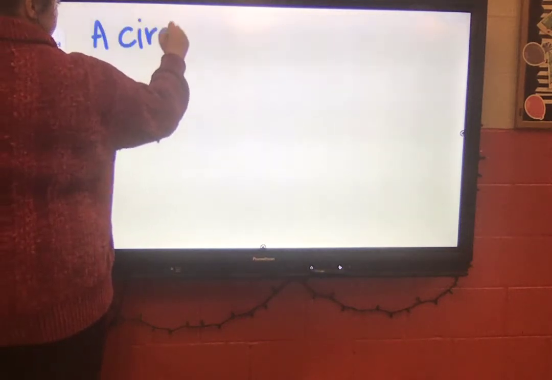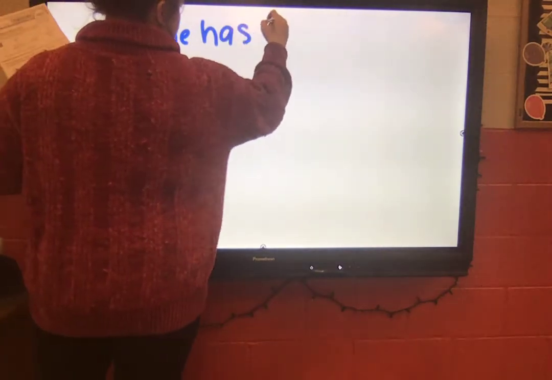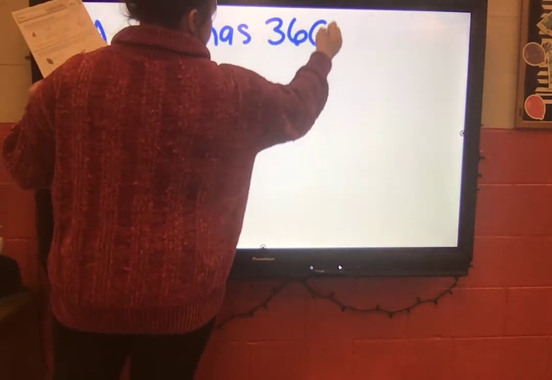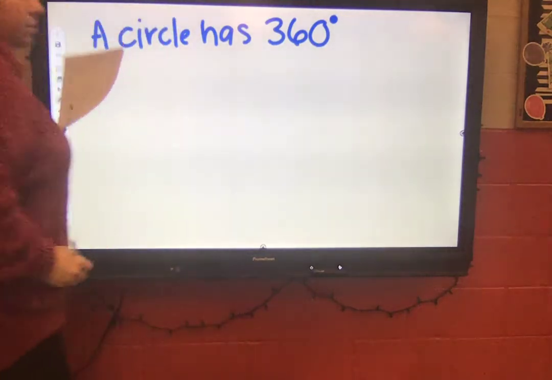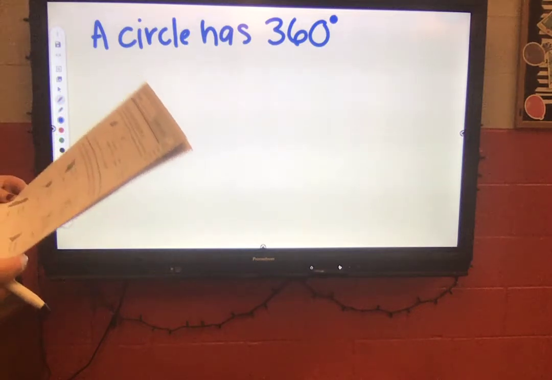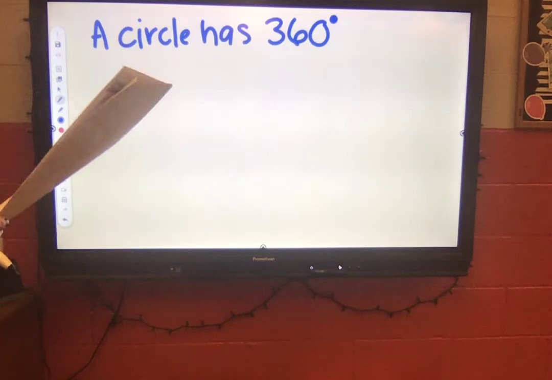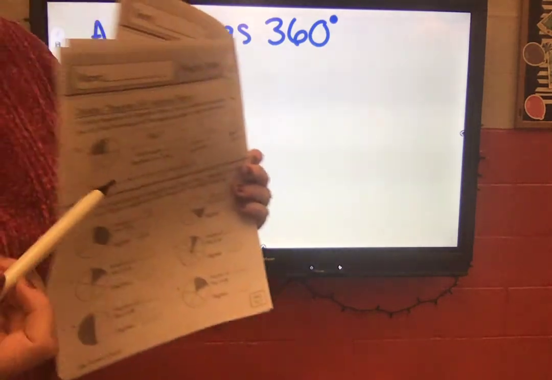A circle can measure 360 degrees. So a circle has 360 degrees. We need to remember that. You can find the measure of the angle equivalent to each fractional part. So that just means you would write a fraction representing what the circle shows.